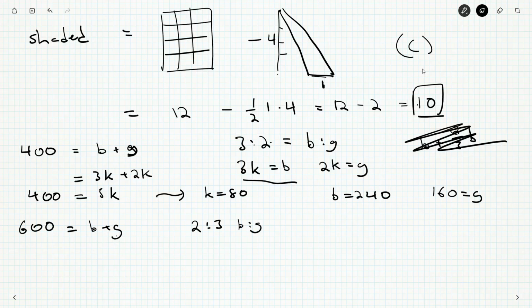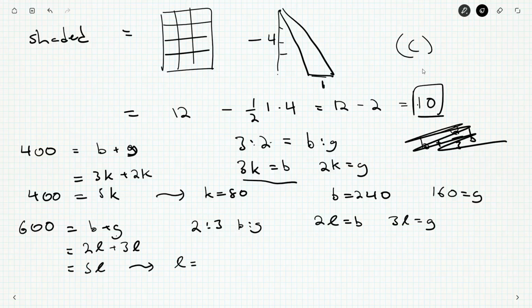So once again, we can find some number. I'm not going to use k again, I'll use L. So 2L is the number of boys, 3L is the number of girls. So we still get 5 here. 600 is 5L, and we do a little division, and L is going to be 120. So what does that mean? We've got 240 boys again, but now 360 girls.